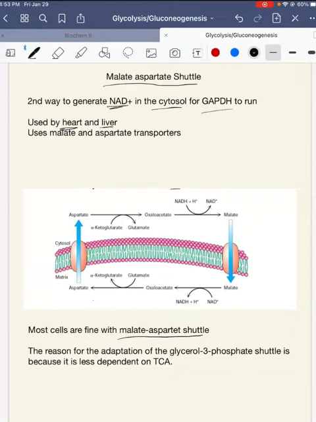The reason some cells use the glycerol 3-phosphate shuttle is because it's less dependent on TCA. So in the malate aspartate shuttle, if there's anything wrong with any of the TCA enzymes or something's inhibited, it can affect the shuttle. So some organs in different cells can use the glycerol 3-phosphate shuttle. That way they're less dependent on TCA. Does that make sense? Okay, we move on.